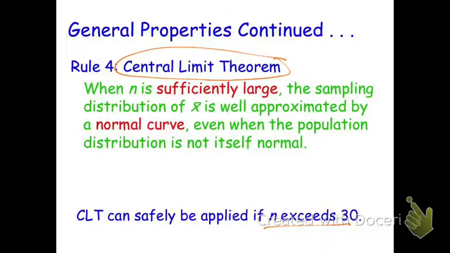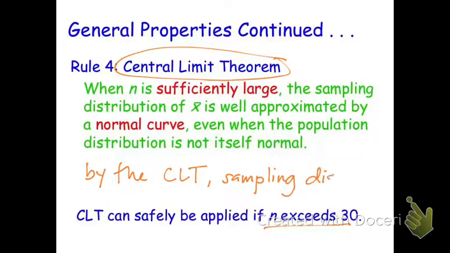So all you have to do on a write-up is say, by the CLT, we know, as an AP grader, what you're talking about: by the CLT, sampling distribution is approximately normal. There's several memes out there that are like, how did we live life without the CLT?